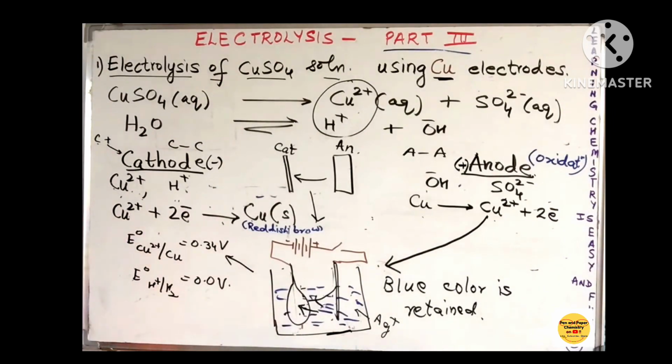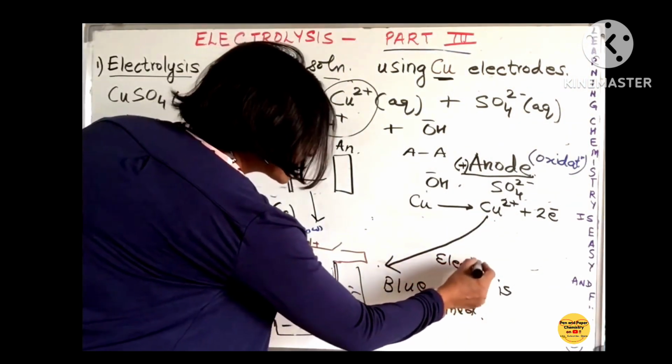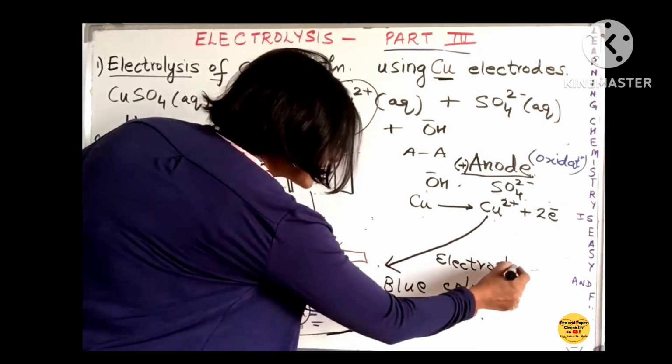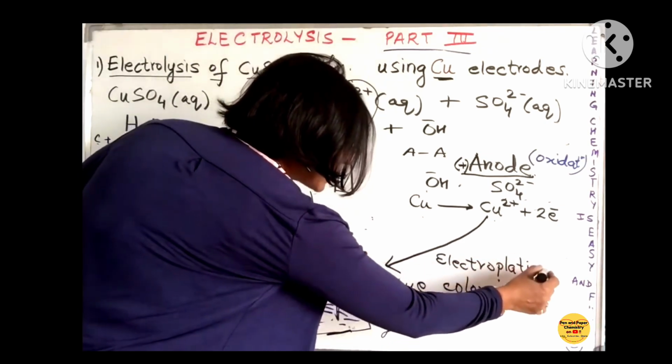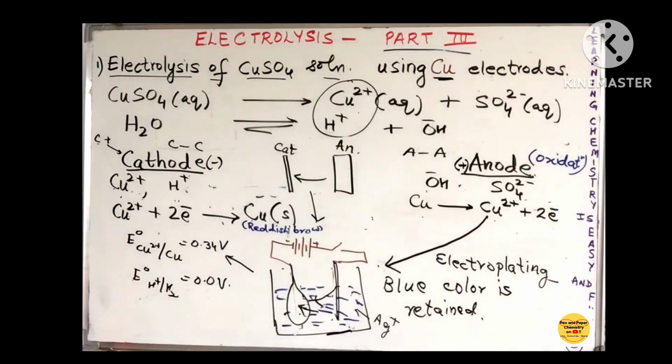So what does it remind you of? Very good. It reminds us of electroplating. That is why you have so many articles these days: silver plated articles, gold plated articles, nickel plated, chromium plated. So this is how it is done. We will come back to this.